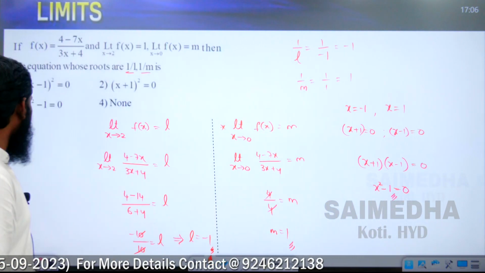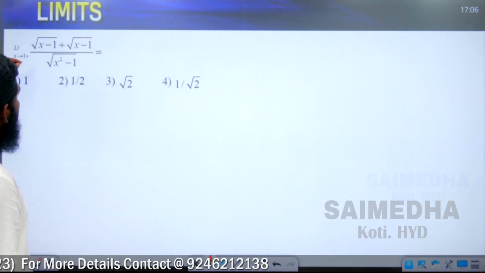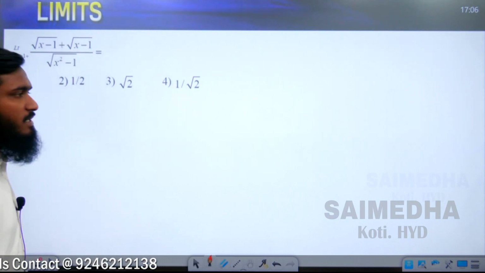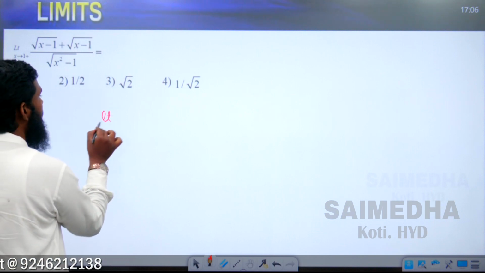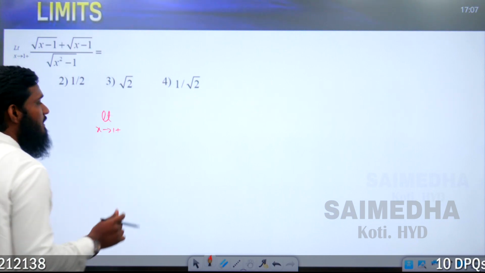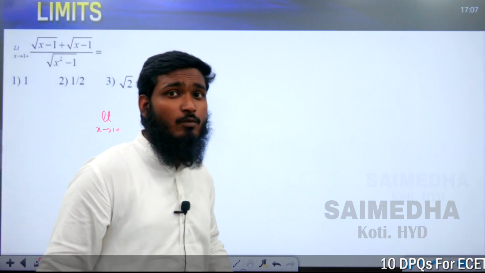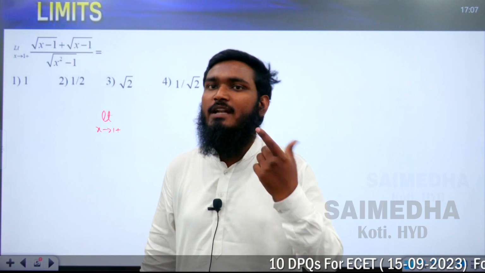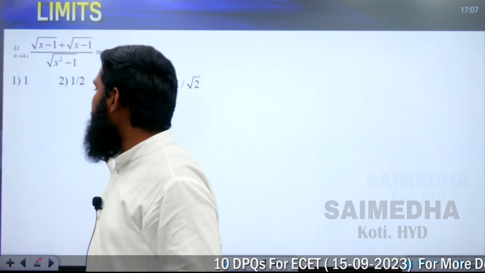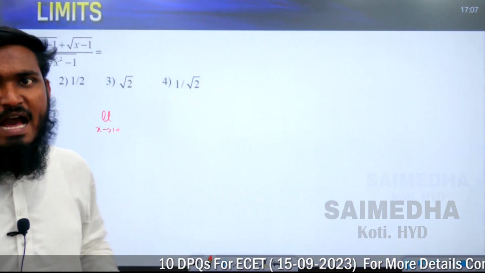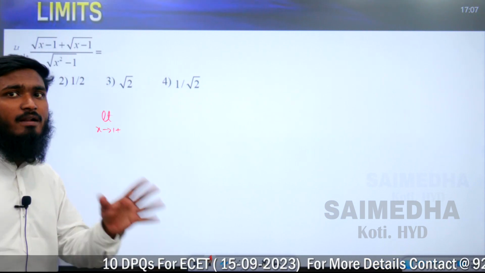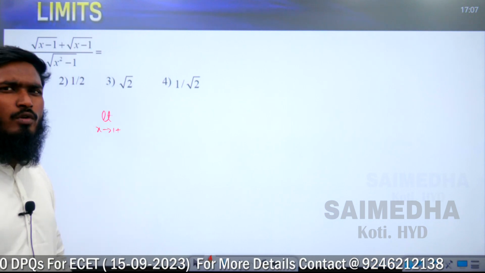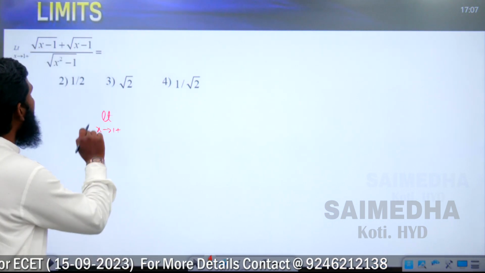Now let us go for the next question. Limit x tends to 1 plus, under root x minus 1 plus under root x minus 1, divided by x square minus 1. It is very simple. Since x tends to 1 plus is given, in limits there is LHL and RHL. If LHL equals RHL, then only the limit exists. But here, as 1 plus is given, we go only for the right hand limit. For some questions we can apply directly, with no need for solving the LHL and RHL parts. Now listen carefully.